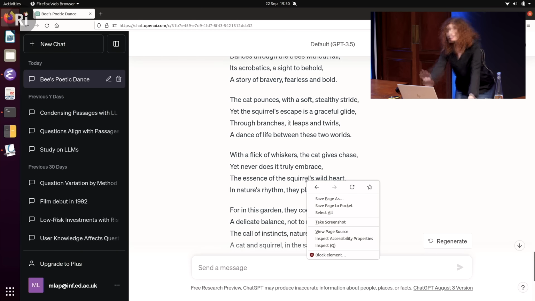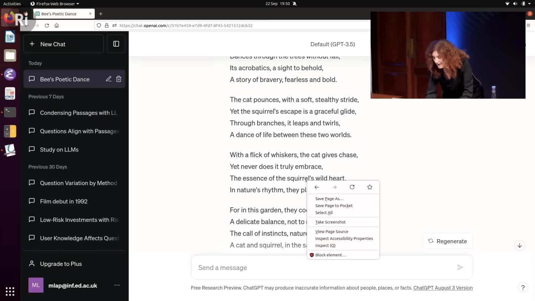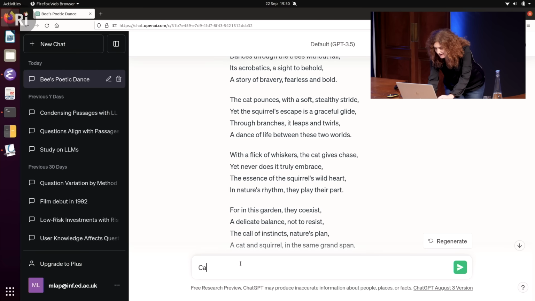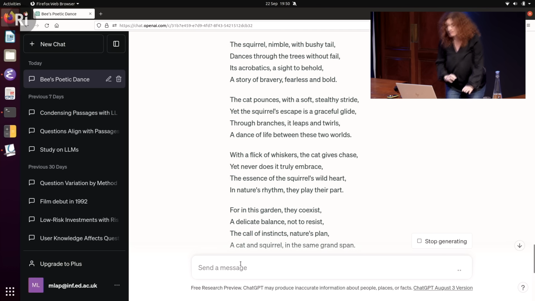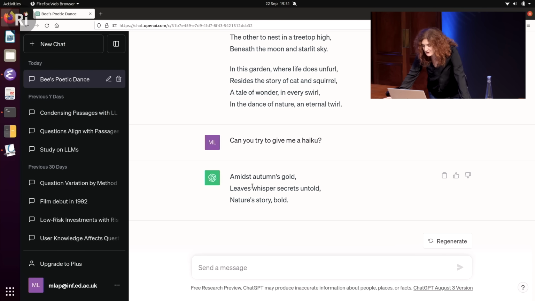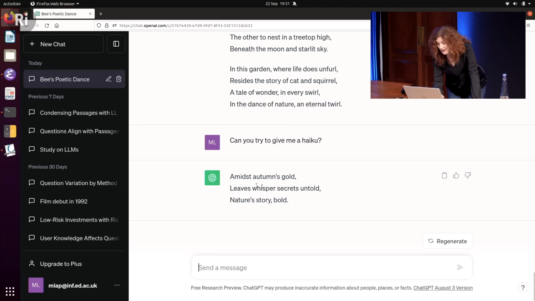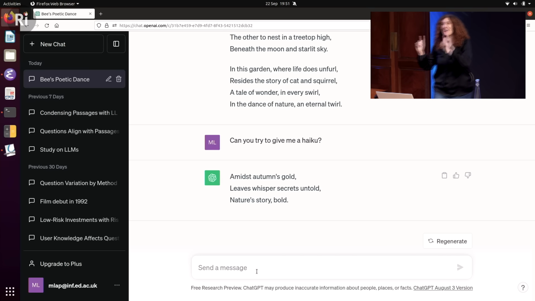Oh my God. Okay, I will not read this. They want me to finish at 8. So, right, let's say, can you try a shorter poem? Can you try to give me a haiku? Again, don't type haiku. Amidst autumn's cold, leaves whisper secrets untold, nature's story bold. Okay, don't clap. Okay, one more.